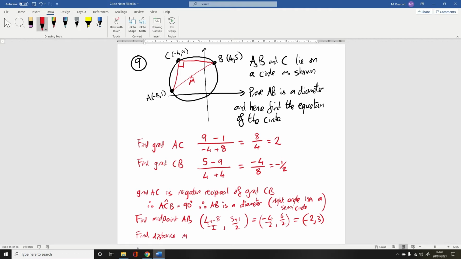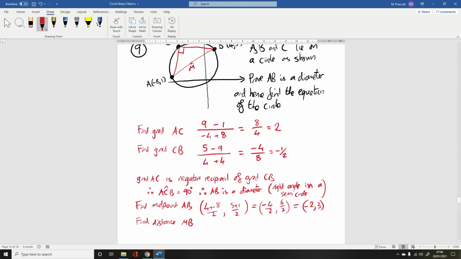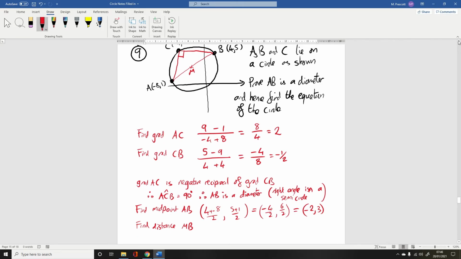So we'll find the distance from M to B, and that's going to be a Pythagoras. So B was 4, 5, wasn't it? Yes, it was. So we want to do difference in x squared, so 4 minus minus 2, and the difference in y squared, so 5 take 3. Okay, so that's 6 squared and 2 squared, which is overall square root of 40.